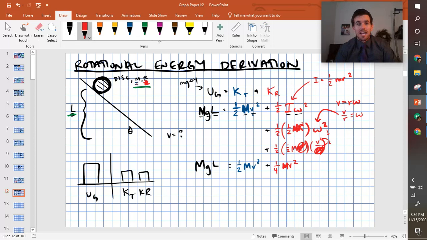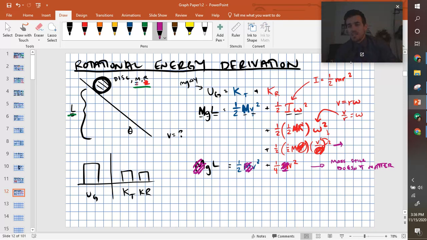So looking at where we're at now, I should use a different color. Notice that there's a mass term in every single one of these. So that mass term is going to cancel. And this leads to kind of an important fact that, as usual, mass still doesn't matter. Whether we're doing this with just something sliding down the slope or we're dealing with something rolling down the slope, the mass already canceled. And if you notice here, the radius actually didn't matter either. The radius also canceled. So the radius doesn't matter either.